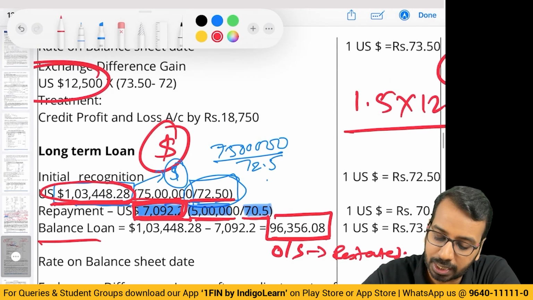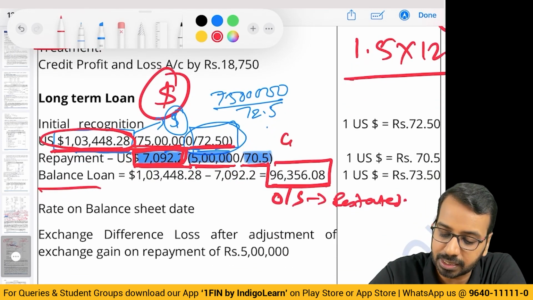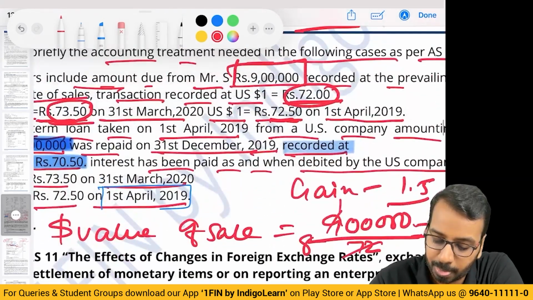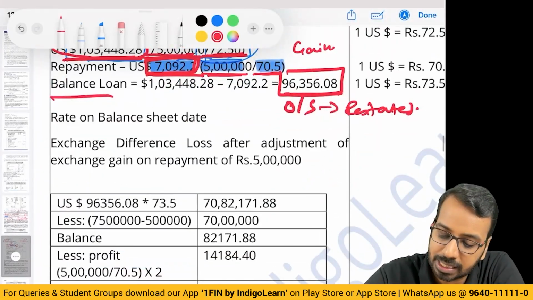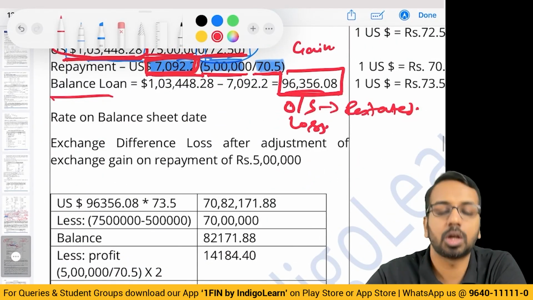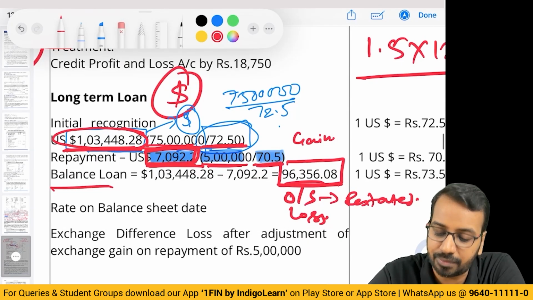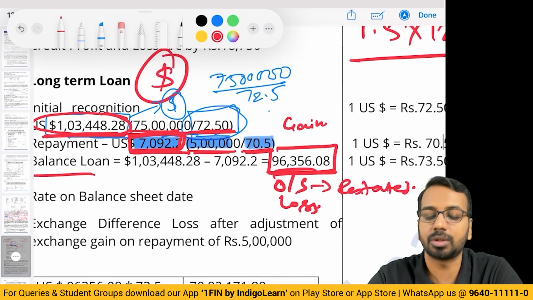Now, at what rate did we borrow? We borrowed at 72.5. At what rate did we repay? 70.5. So here there is a gain. And what is the closing rate? Closing rate is 73.5. So on this amount, there is a loss. Two components. One, 7,092 we repaid at 70.5. There is a gain. And on the outstanding balance amount, there is a loss.